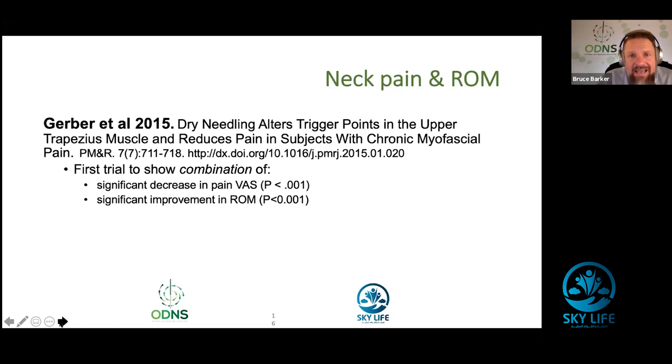And they wanted to see, okay, can we show a change with the patient's known pain and their functionality, so range of motion changes. And what Lynn showed there was a clinically significant decrease in the VAS score, that's the pain score, and a clinically significant improvement in the range of motion, which is great. Okay, less pain, better movement. Good result there for that paper using upper trapezius in chronic pain patients, not just acute pain, okay, chronic pain patients.